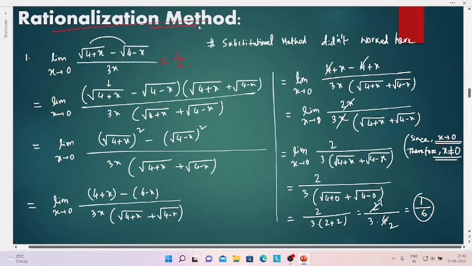So this is actually what the rationalization method would look like. You have to rationalize the part by this particular rationalization method. You can understand, right? Yeah.